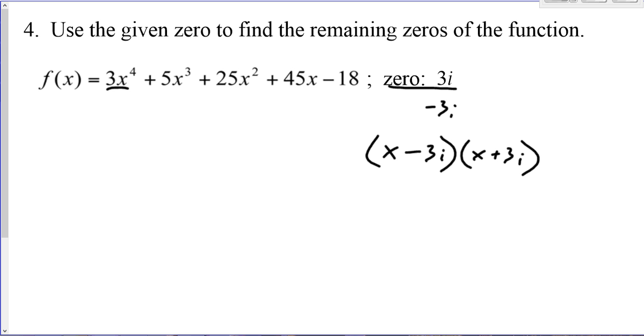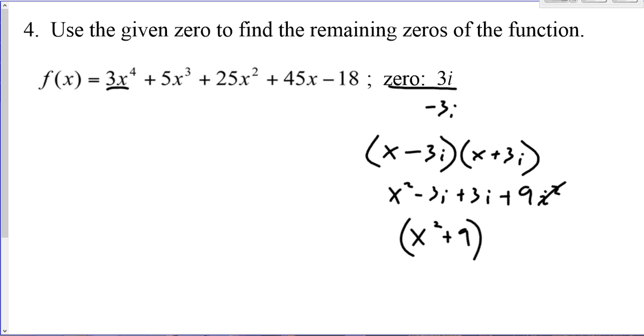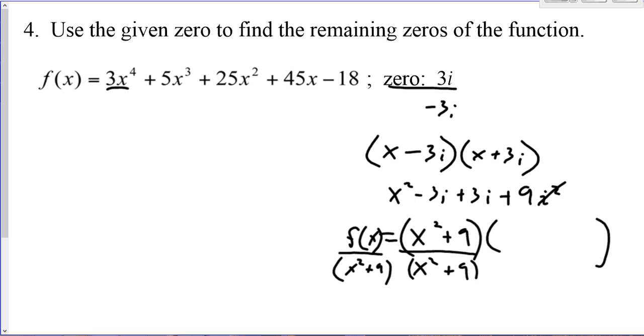So as I multiply this out, I'm going to get x squared minus 3i plus 3i minus 9i squared. Well, i squared is negative 1, so that's plus 9. Collecting like terms, I get x squared plus 9. So I know that's part of the factor there, and that this times something is going to equal f of x. To find it, I'm going to divide f of x by x squared plus 9. The downside is it's not a linear factor, so I need to do long division here.